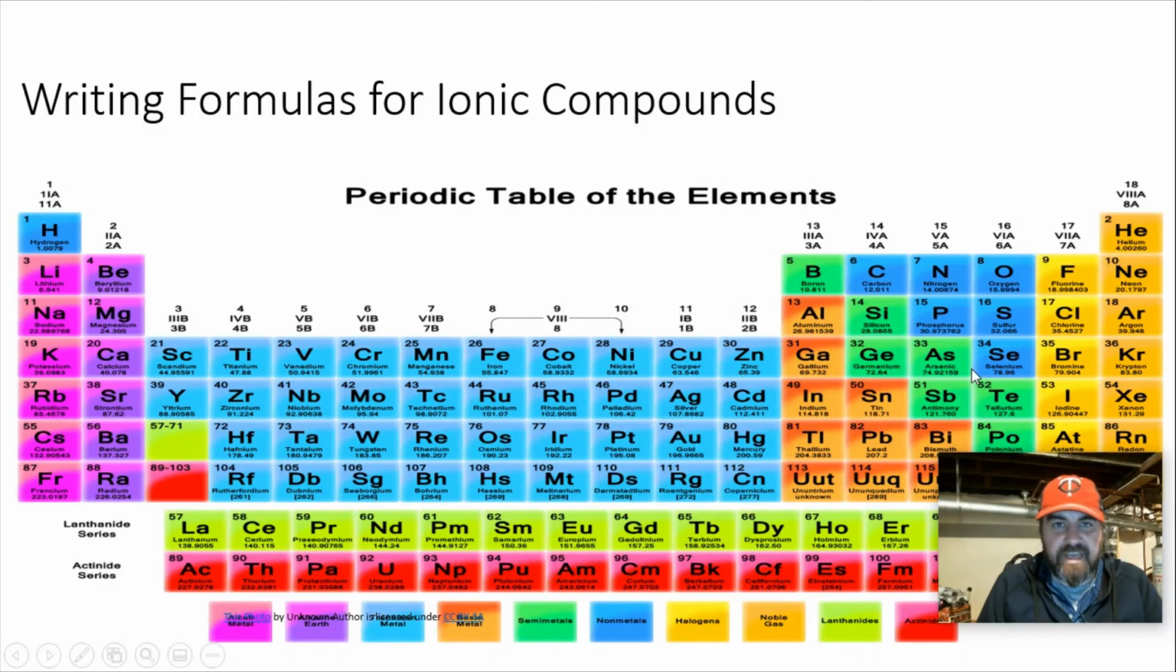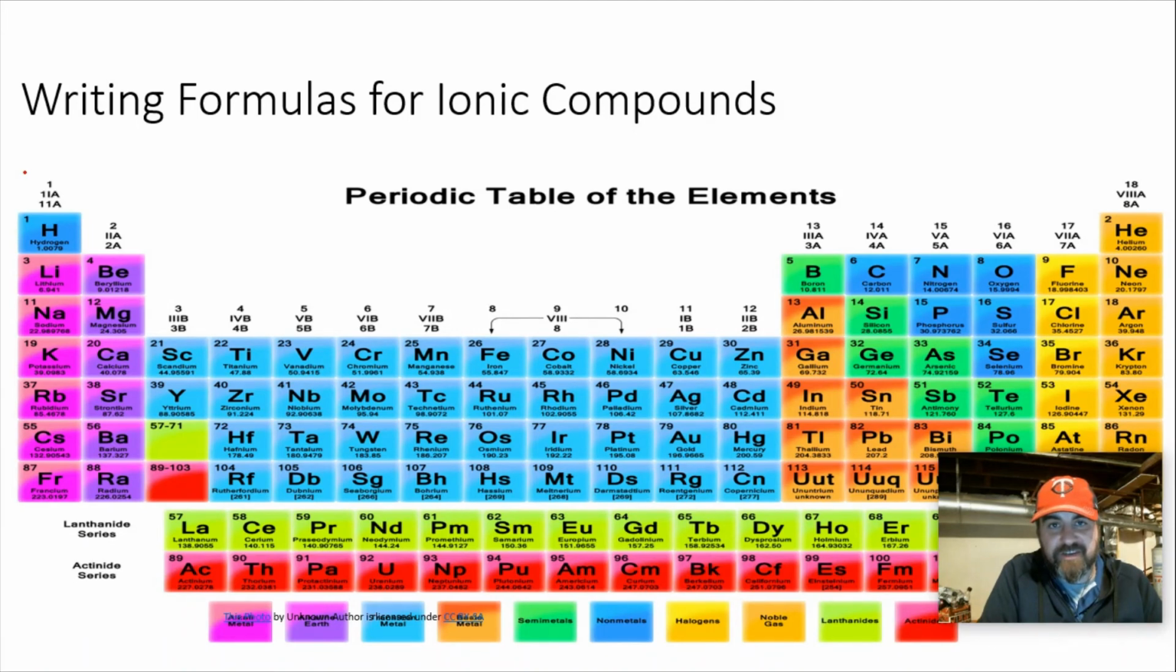All right, today we're going to learn how to write formulas for ionic compounds. This is a little bit harder than writing names because we have to actually do a little bit of thinking, a little bit of math. You're going to survive. First things first, when you learned about the periodic table, you learned about valence electrons.